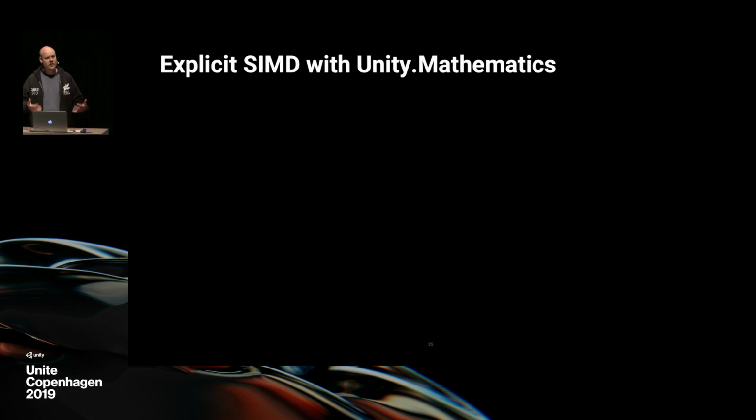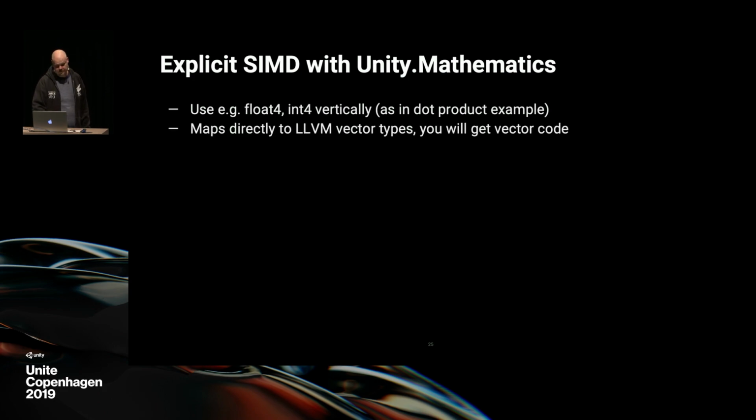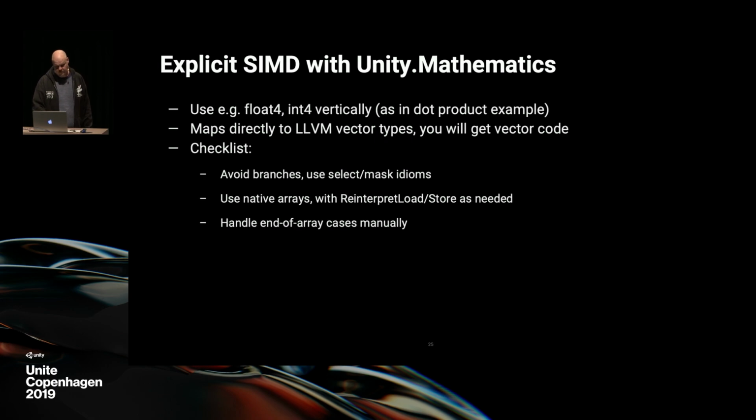So that's why for core loops where you're really banking on the performance, we want you to be explicit about what you want, right? So if you are using types like float4 and int4 vertically, like I've showed you here in the dot product example, nothing's going to take away the vectorization from you. It's going to be vector code. And the reason this is true is that these types in the back end don't actually exist as types inside of Burst. These are hardwired into the LLVM IR as vector types. So whatever you do with them, it's just going to use vector instructions.